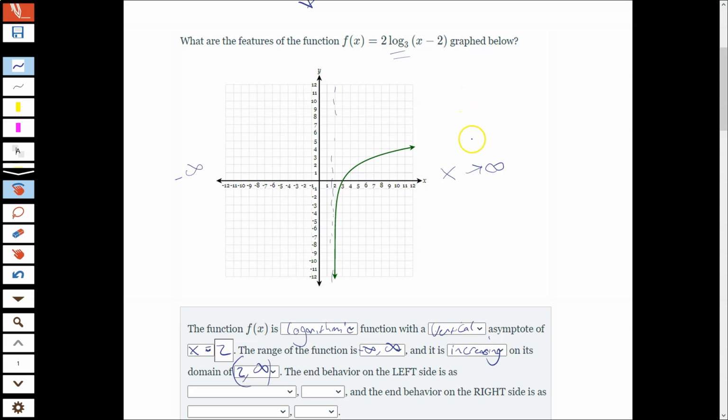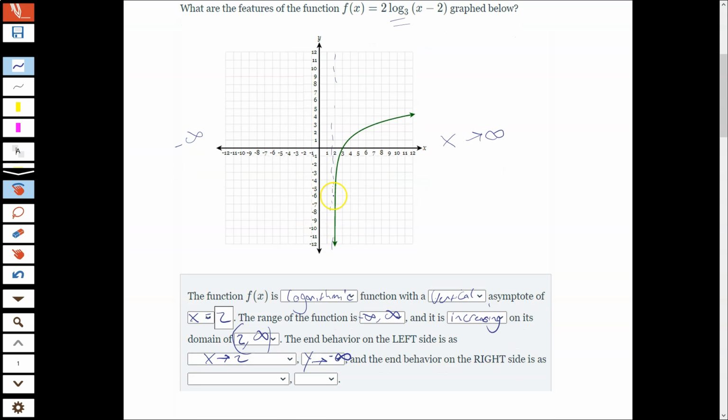The end behavior on the left, well, this one's kind of interesting, right? The end behavior on the left, it doesn't approach negative infinity. It approaches 2 again. So as x goes to 2, y goes to negative infinity. Right? And we say 2 because of that asymptote again. The end behavior on the right is that as x goes to infinity, y goes to infinity. So it goes up and up and up forever.